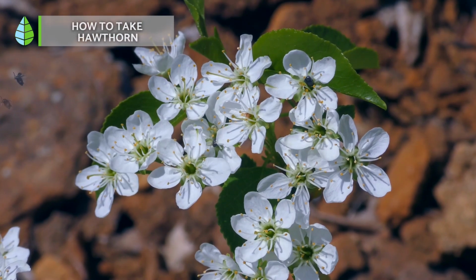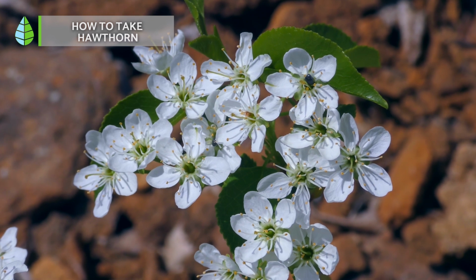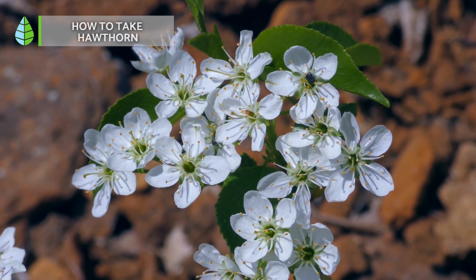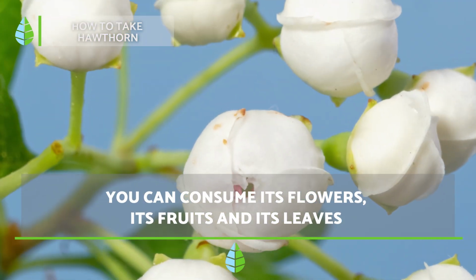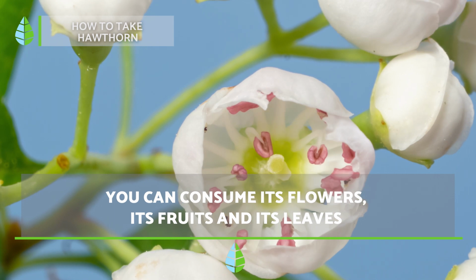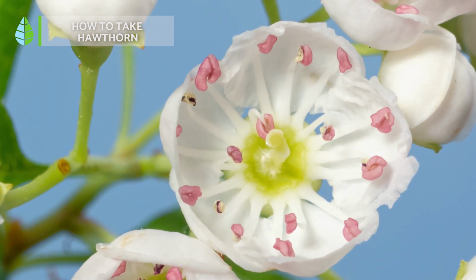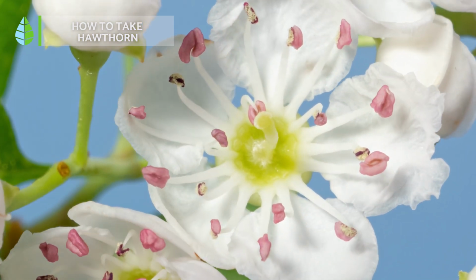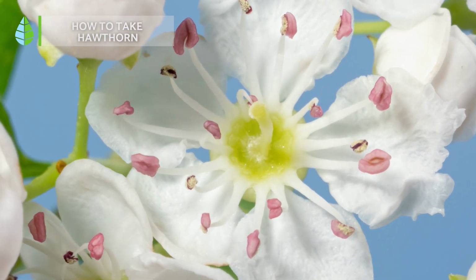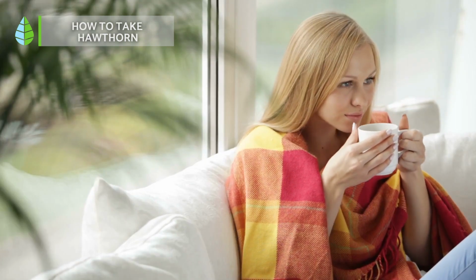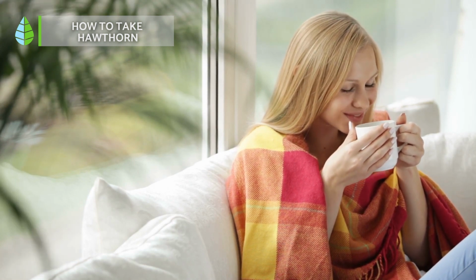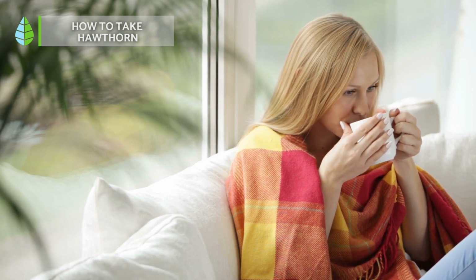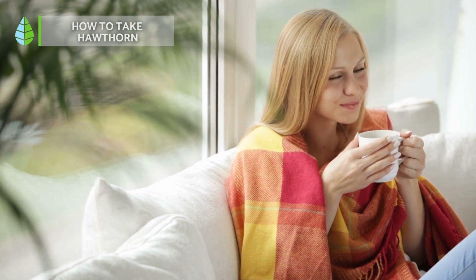How to take hawthorn. You can consume various parts of the hawthorn plant, including its flowers, fruits, and leaves. The most commonly consumed part is its flowers, which should be collected just before they open and dried in a dry, shaded area. These dried flowers can be used to make herbal tea with 1 teaspoon per cup. To benefit from its properties, it's recommended to have 1 cup during lunch and another during dinner for several months.